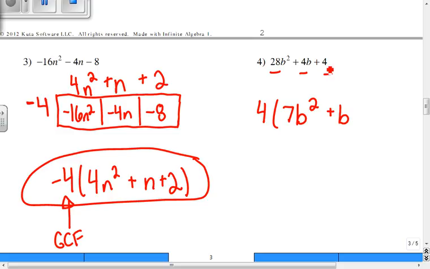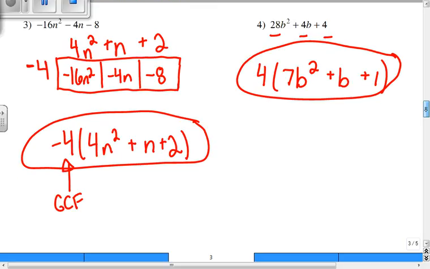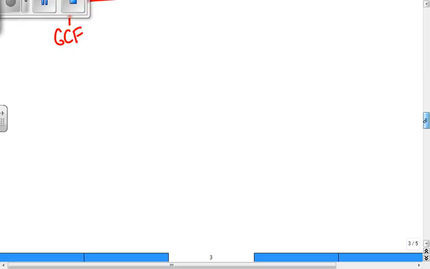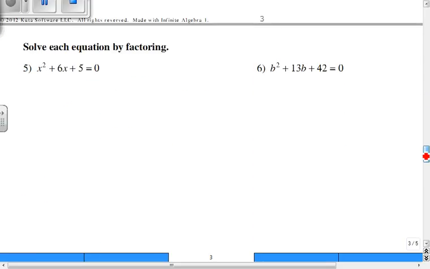4 times 1 is 4. So plus 1. Double check it. 4 times 7 is 28. You get the b squared. 4 times b is 4b. It's positive. 4 times 1 is 4. Very good. So this is our final answer. I just did it without the rectangle. That's exactly right. You don't have to use a generic rectangle on these types of problems if you don't need them. Now, factoring, most of the factoring problems, we will need a generic rectangle.